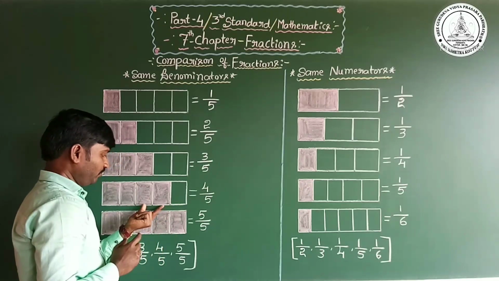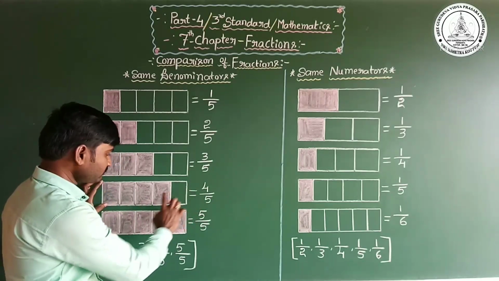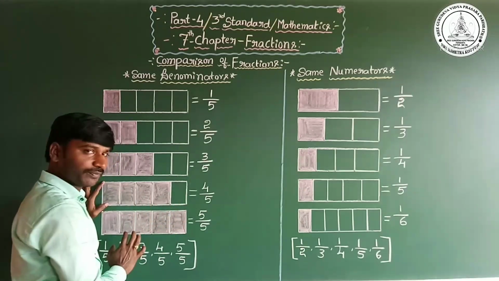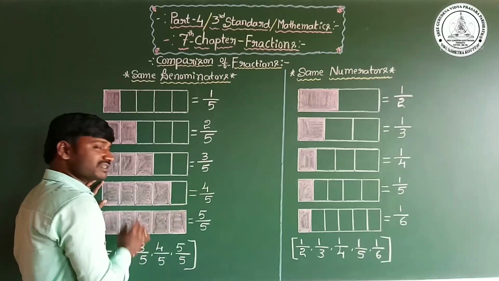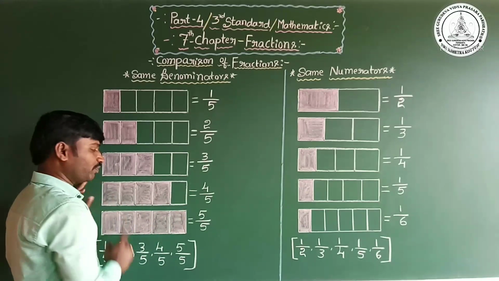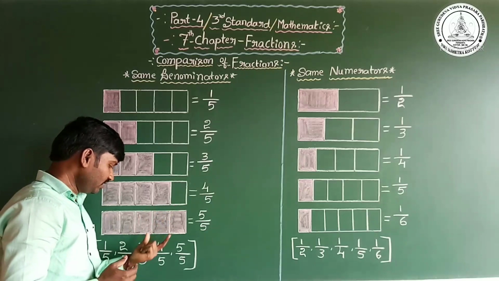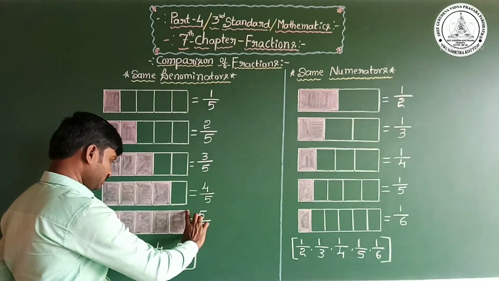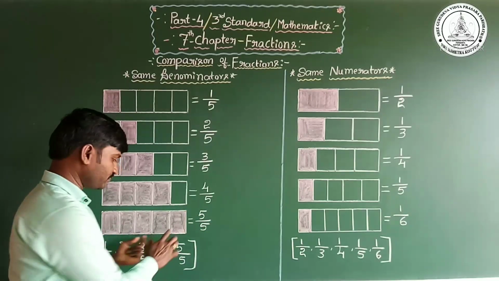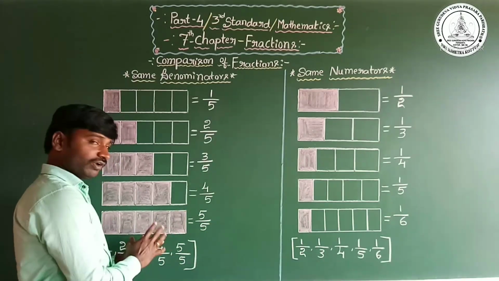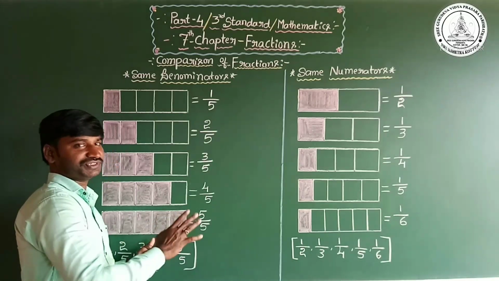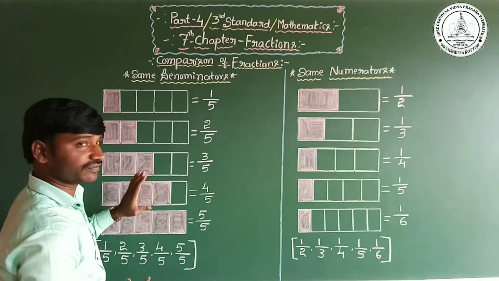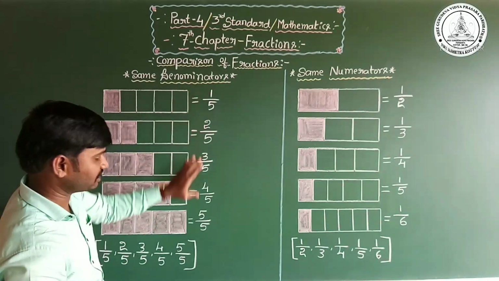Next, observe the fourth figure. Here also the rectangle is divided into 5 parts: 1, 2, 3, 4, 5. Out of 5 parts, 4 parts are shaded. Next, observe the fifth figure. Here also the rectangle is divided into 5 equal parts: 1, 2, 3, 4, 5. Out of 5 parts, all 5 parts are shaded. So observe these rectangular figures and then observe the fractions.